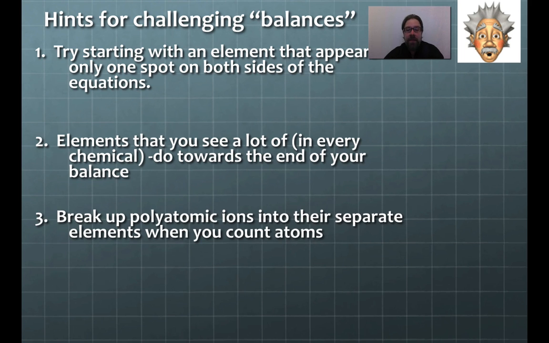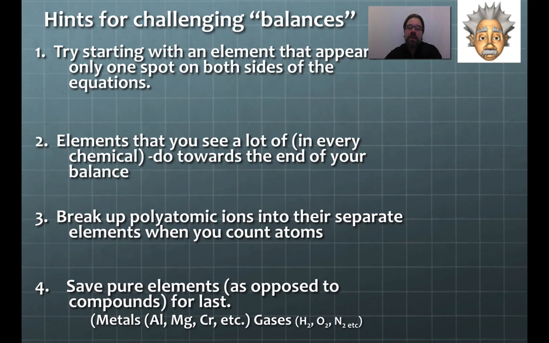Break up polyatomic ions into their separate elements when you count those atoms. Remember, we're in the business of counting atoms, left side versus right side. So a polyatomic ion like phosphate, PO4 with a 3- charge, we've been told to keep them together as a group. The whole group carries a 3- charge. Sure, absolutely, when we're writing ionic equations, but now we're in the business of counting atoms. So a phosphate, when you're writing and balancing equations, is 1 P and 4 O's. That's how we look at phosphate.